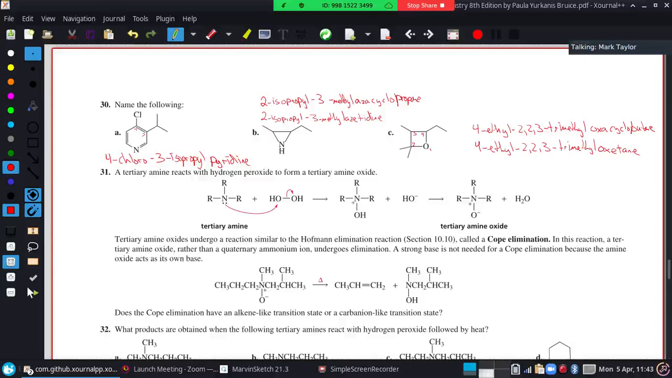Okay, 31. A tertiary amine reacts with hydrogen peroxide to form a tertiary amine oxide, which is this wonderful thing. The tertiary amine oxide undergoes a reaction similar to Hofmann elimination called the Cope elimination. In this reaction, the tertiary amine oxide, rather than the quaternary ammonium ion, undergoes the elimination. Strong base not needed because the amine oxide acts as its own base. Yeah, so we have a complex one.